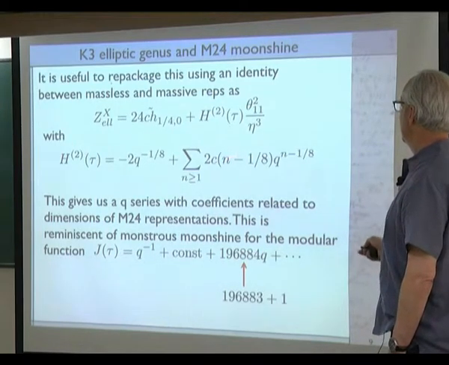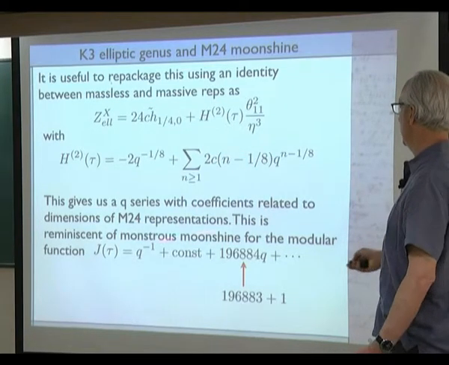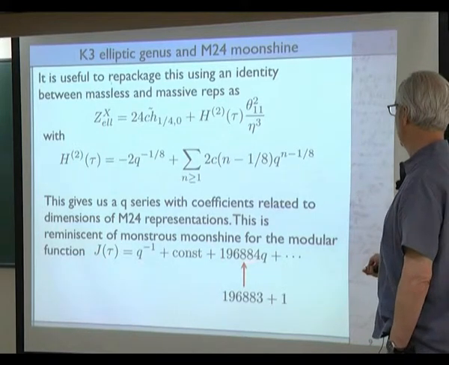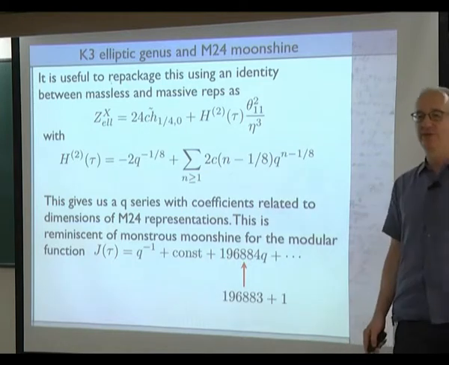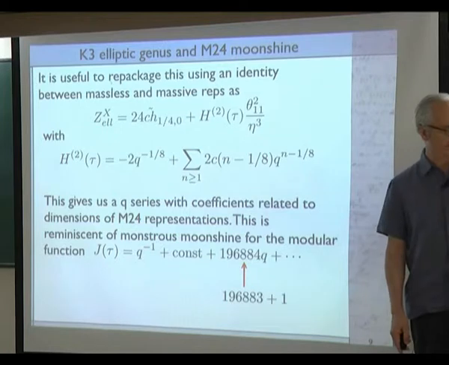So the fact that these coefficients are related to representations of M24 is reminiscent of this monstrous moonshine for the modular function j of tau, except now there's something different going on because there's a different group, and instead of a modular function, we have a mock modular form.